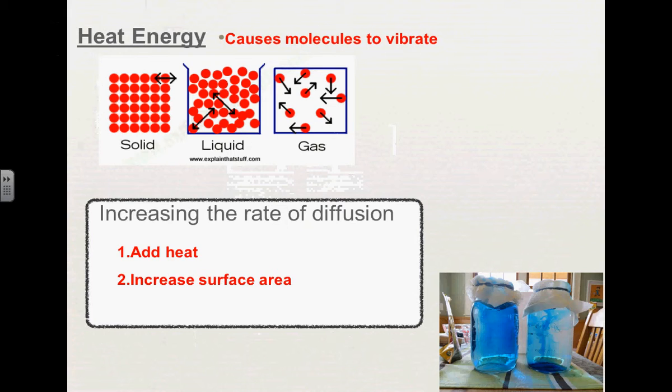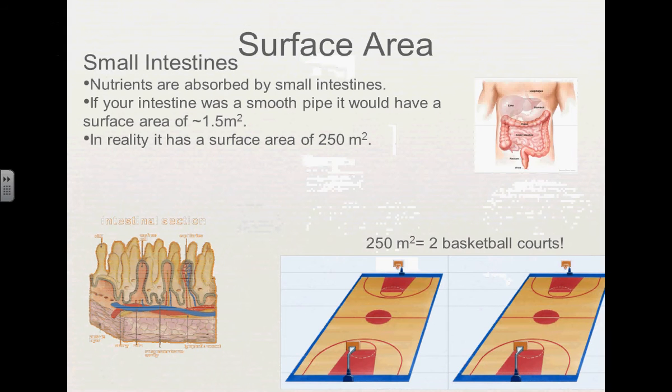All right, so let's talk about surface area first. Diffusion is very important for our bodies, and we need to absorb things into our body all the time. Two important areas for that are in our lungs and in our intestine.